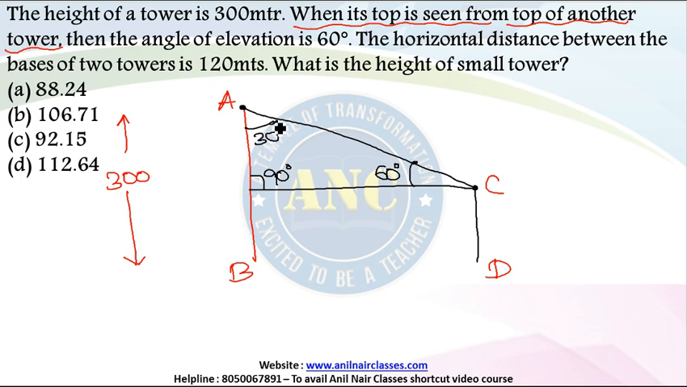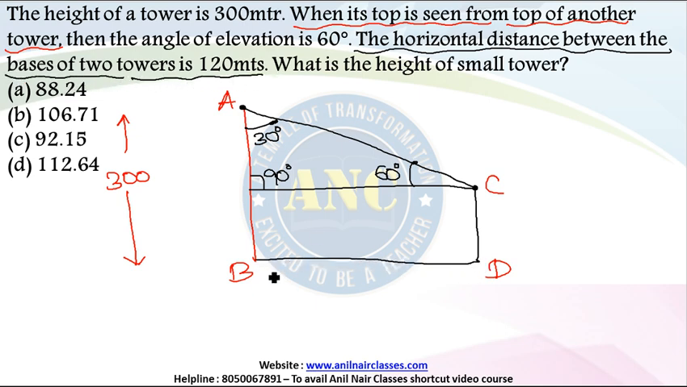Okay, next. Read the next statement. The horizontal distance between the bases of two towers is 120 meters. Bases of two towers, this distance is given in the question as 120. If this is 120, this also will be 120 meters. Yes, what is the height of small tower? CD value is what they are asking you in the question.